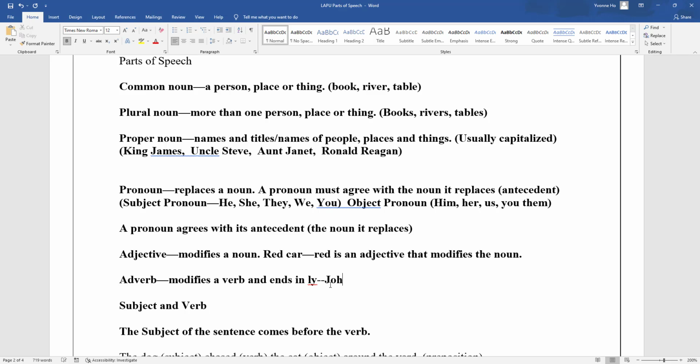And so John walks very slowly. And so slowly is an adverb that modifies how fast or how slow John walks. So it modifies the verb walks. So that's an adverb.